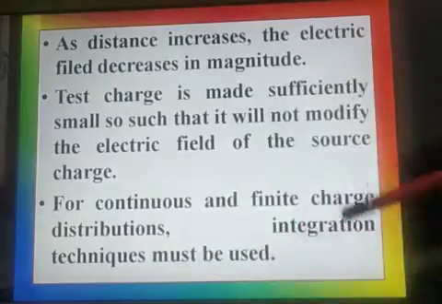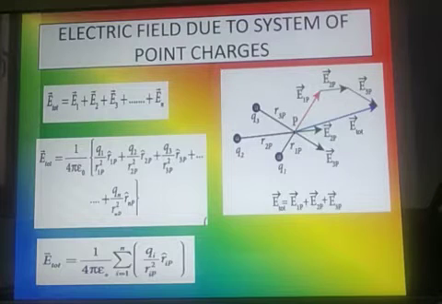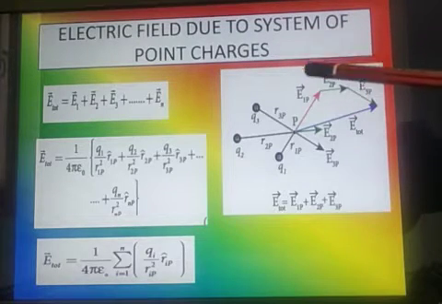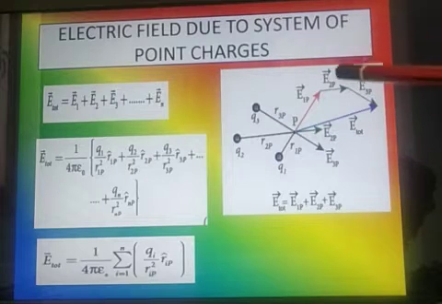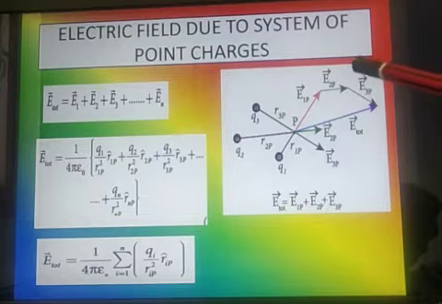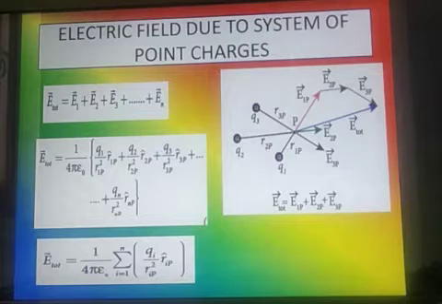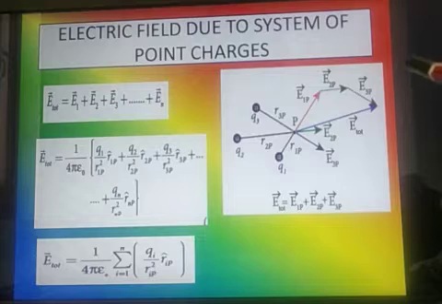Based on this aspect only, we are going to start today's class. The topic is electric field due to system of point charges. What is the meaning of it? A system of point charges means that in that particular system, many charges are present. What is the value of electric field produced by only one charge? That can be calculated in today's class, electric field due to system of point charges.